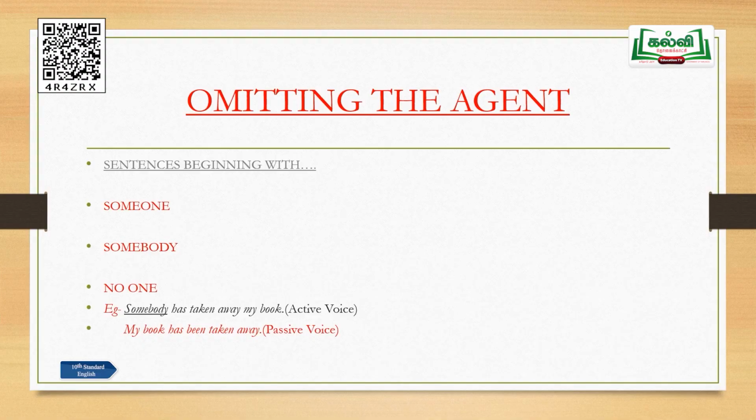That is the reason we have omitted or left out the word somebody. Is it clear to you? Somebody has taken away my book. It's in the active voice. And in the passive voice, my book has been taken away by somebody is left out, omitted. Okay, so that is called omitting the agent. Now let's look at some more examples to understand this topic better.